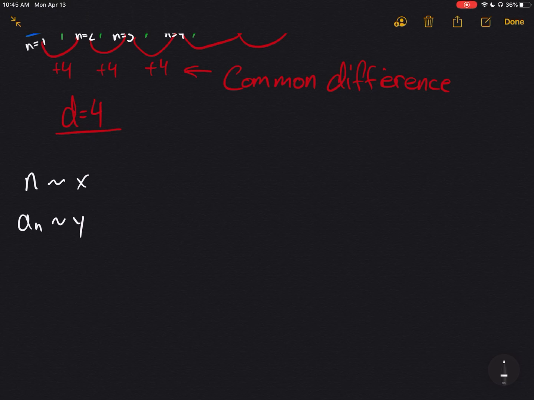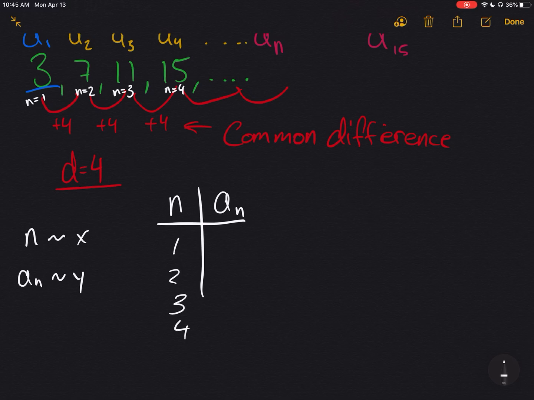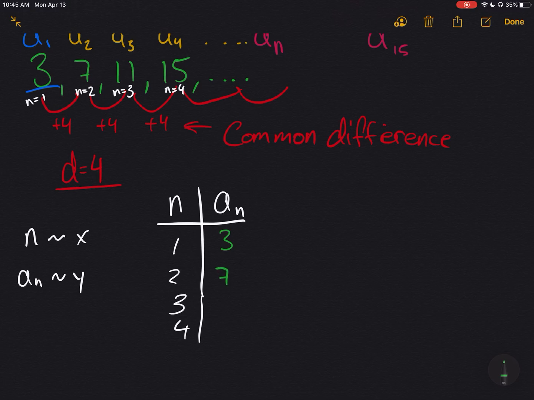We could maybe put that in a table format, right? So in this case, my term number is 1, 2, 3, 4, and I'm getting out, if I put in N equals 1, then I get out A1, which is 3. If I put in 2, then my formula that we're going to work towards making should give me out A2, which would be 7, 11, and 15.